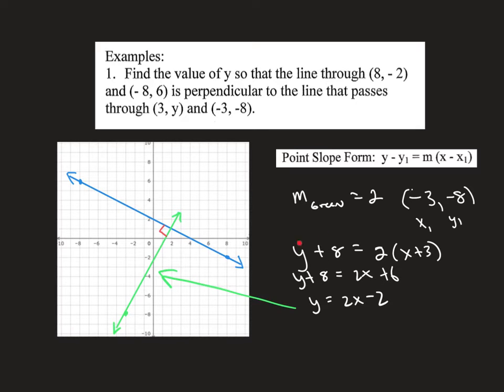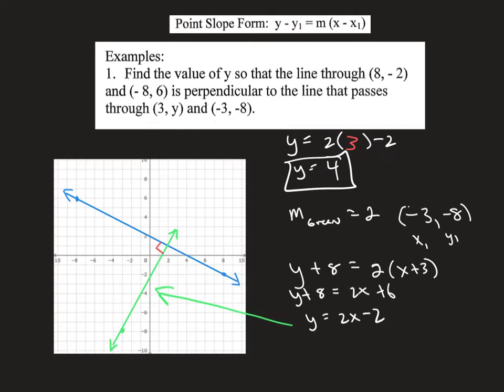So we have our y minus y1 gives us y plus 8, slope of 2 times x minus x1, which is x plus 3. After I do the distribution and clean this all up, we have our equation of the green line. Now all we need to do is substitute in the 3 into the x value and solve for y. And so as you see up here, I substituted in 3 for my x value to get 6 minus 2, which is 4. So y equals 4 when x is 3.